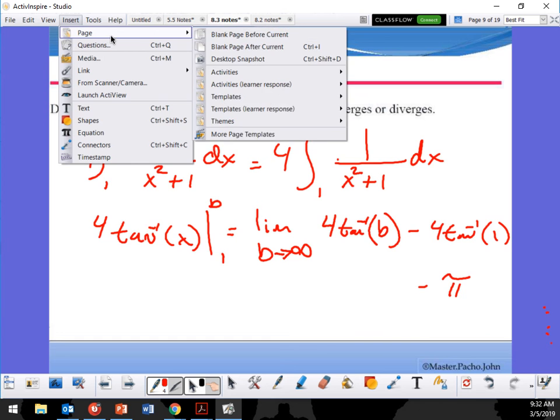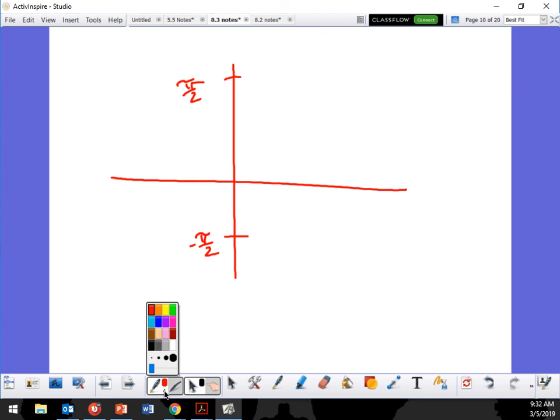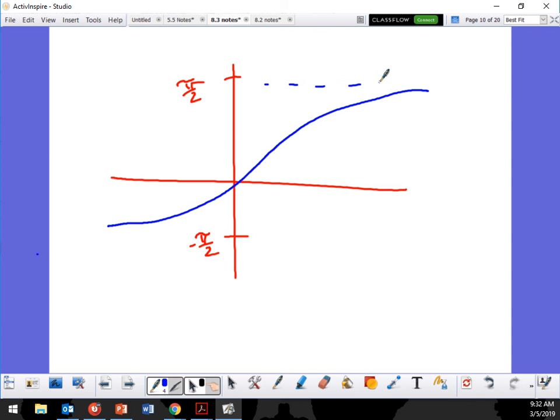I'm going to show you guys a page. My graph should look like this. Here's my negative pi over 2, and here's my positive pi over 2. So it's going to go like this. As it's going to infinity, it's going to be pi over 2. If it was going to negative infinity, negative pi over 2. All right?